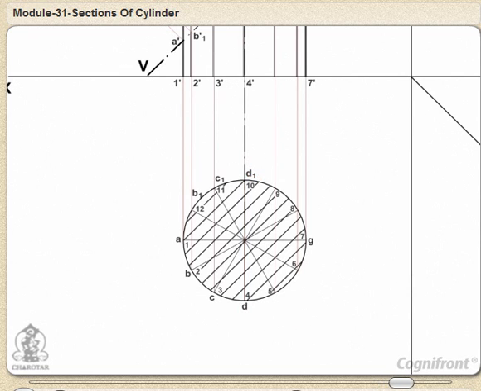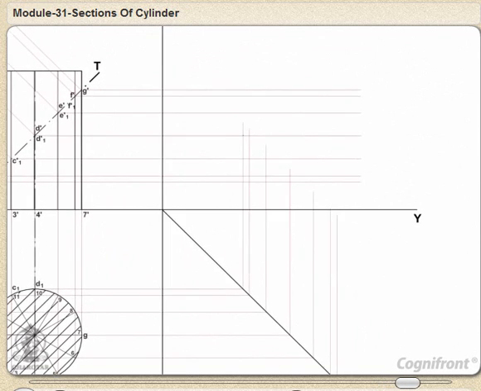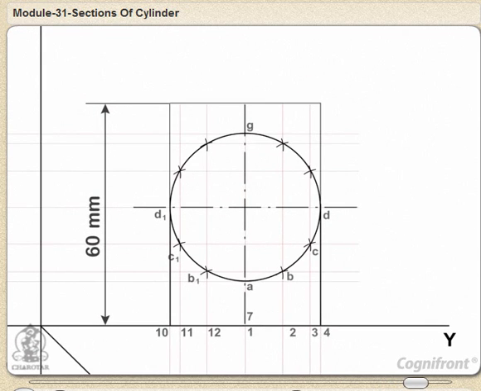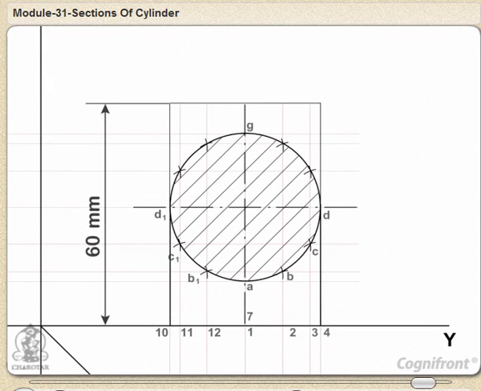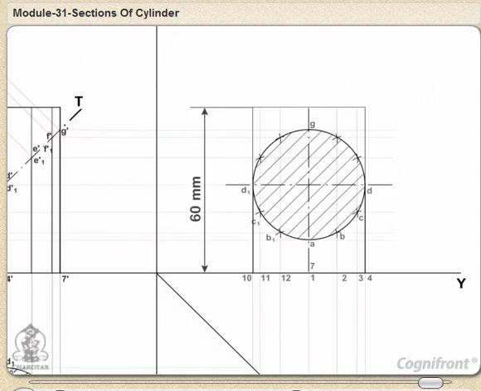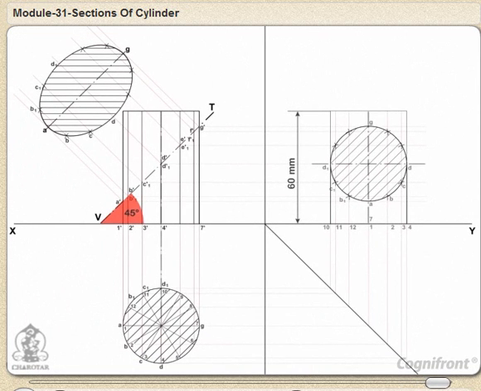Project the sectional side view as shown. The section will be seen as a circle because the section plane makes 45 degrees angle with XY.